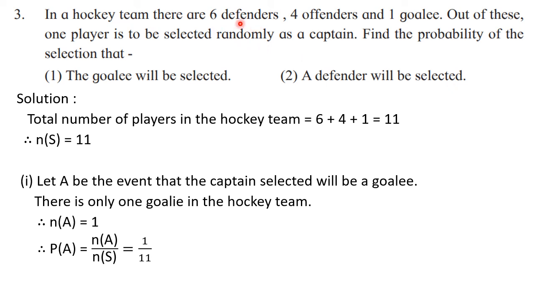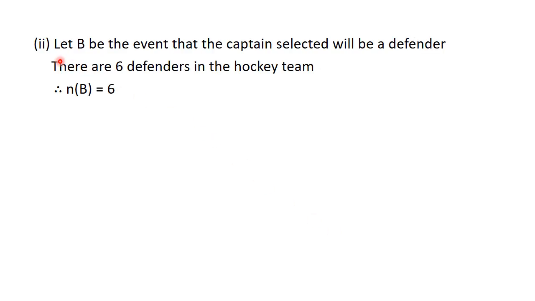Then the second one, a defender will be selected. See how many defenders are there? 6 defenders are there. So let B be the event that the captain selected will be a defender. There are 6 defenders in the hockey team, and therefore n of B is 6. From that we can write P of B as n of B upon n of S, that is 6 upon 11. Okay. In this way you try to solve the remaining sums also from the problem set.